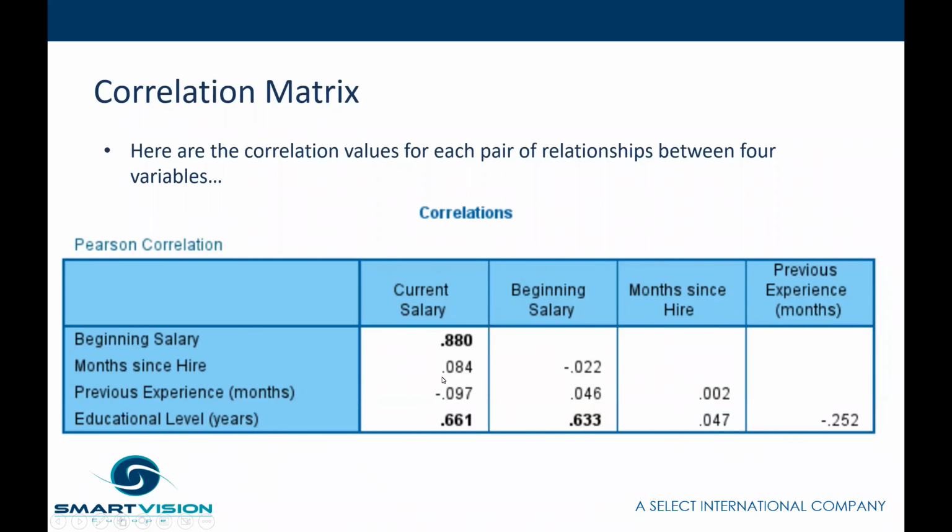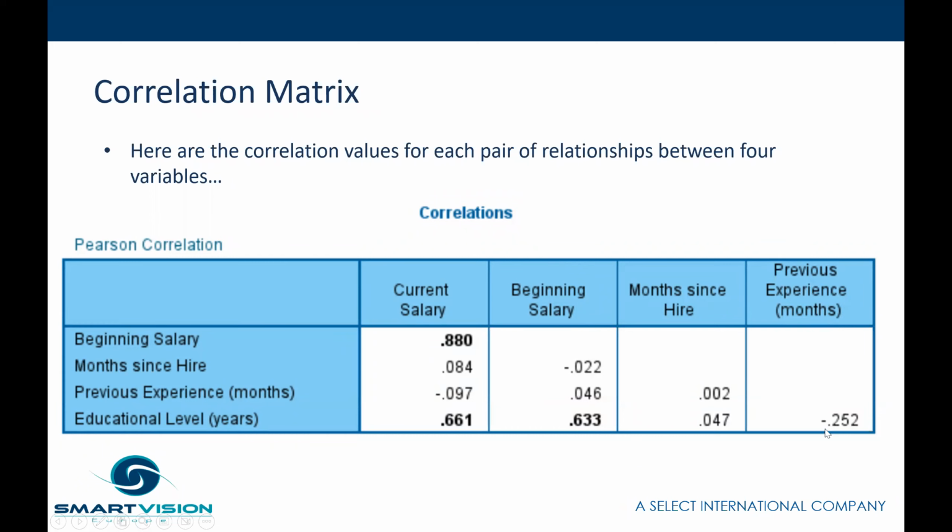Months since hire has a really weak correlation against current salary. Previous experience also has a really weak correlation, and it happens to be negative. Education level in years actually has quite a strong correlation against people's current salary. So we're looking at each pair. Education level in years also has a quite strong correlation against beginning salary. And the rest are kind of weak.